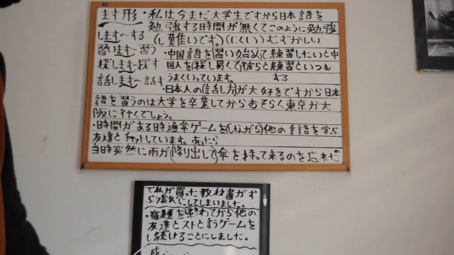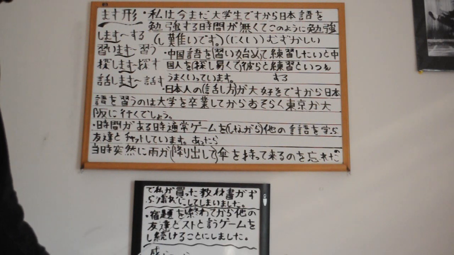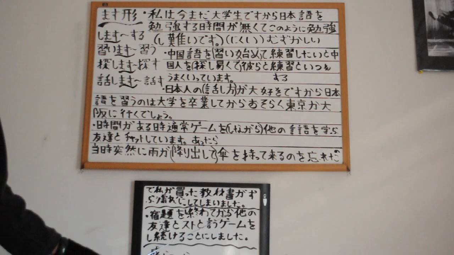Shukudai o shi owatte kara. So shi owaru. Now owaru is part of the masu form. So you drop off masu and add owaru, and that means something is over. You finish completing something. So in this case, we were playing a game. So shi owatte kara. There's the te form again. Te kara, after that happened.